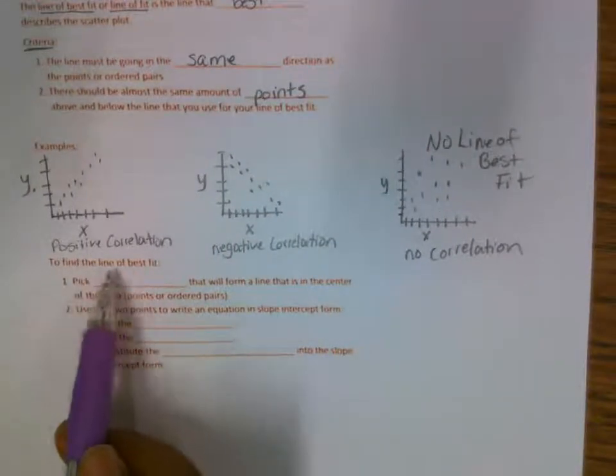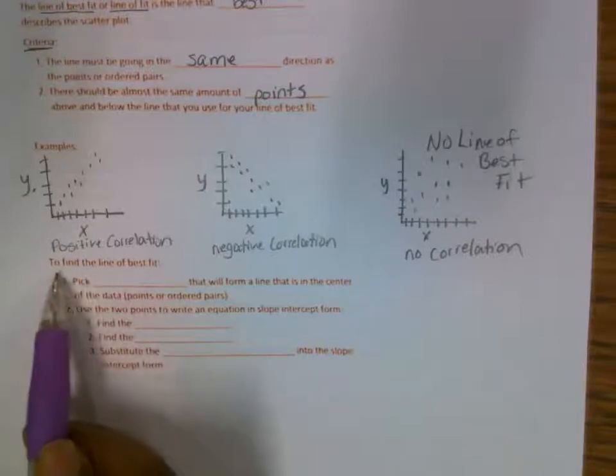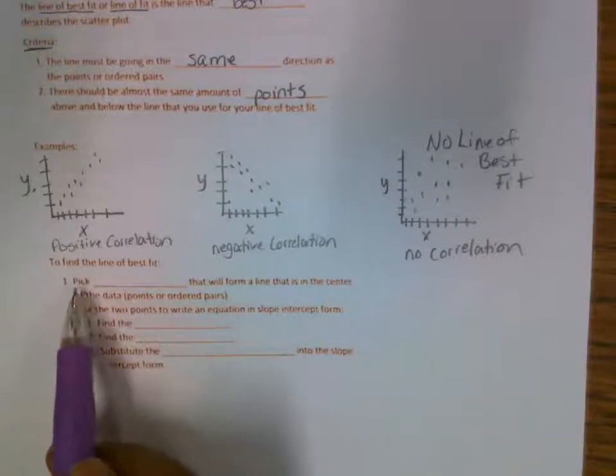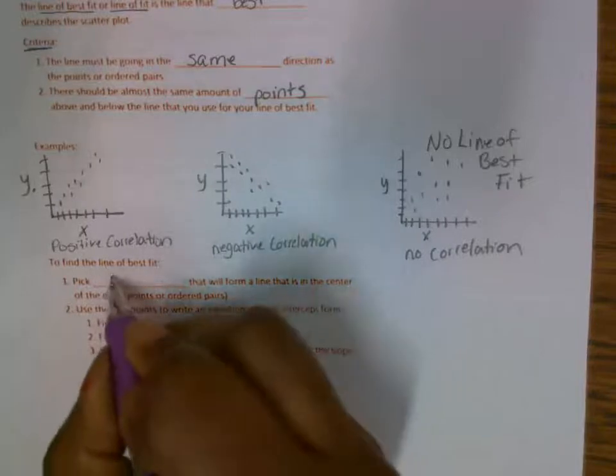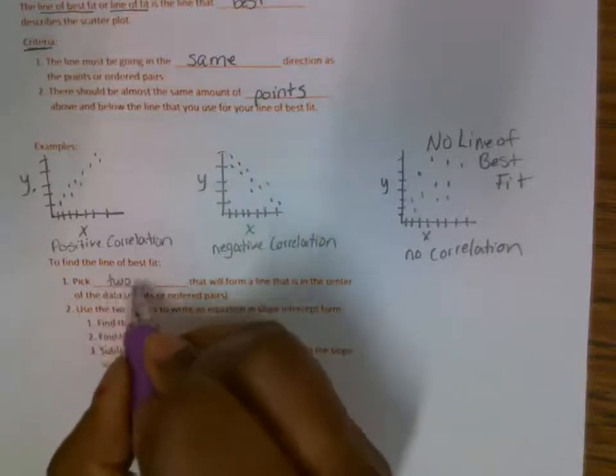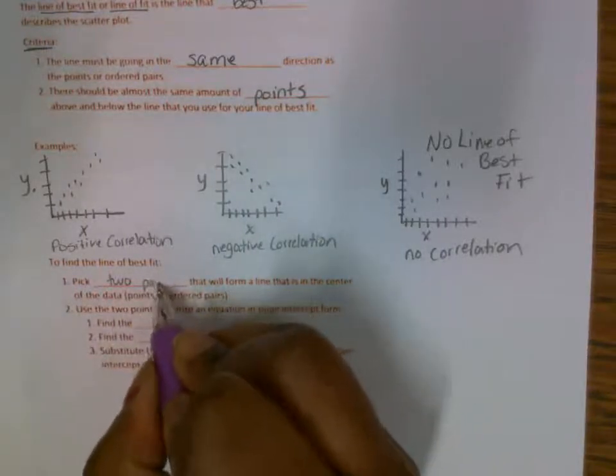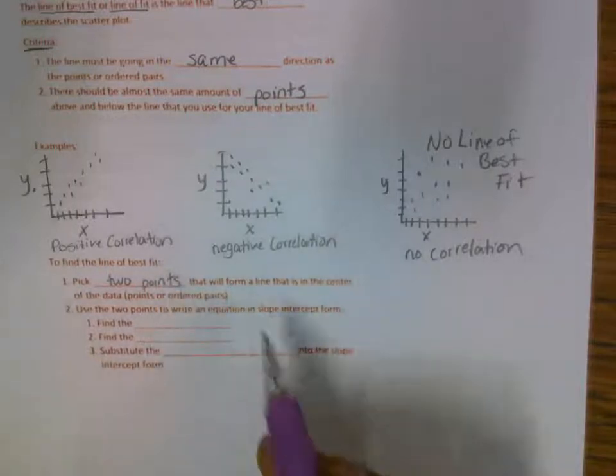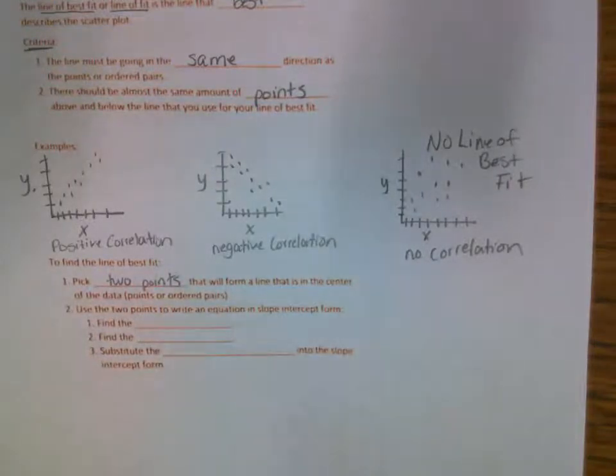This is how I'm showing you how to find the line of best fit. The first step: pick 2 points. Pick 2 points that form a straight line in the center of the data. So the 2 points that I'm going to choose are 2 points that, when I draw a line through them, it's going to be in the center of the data.